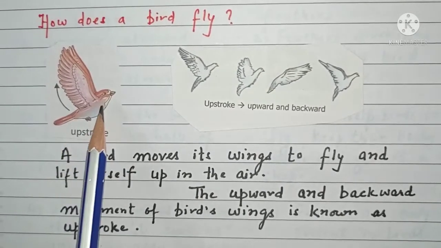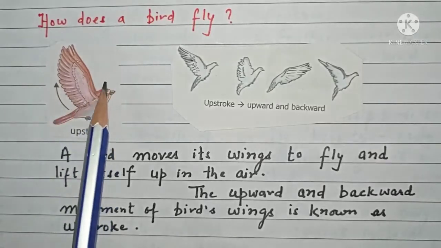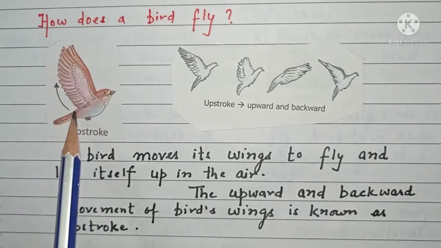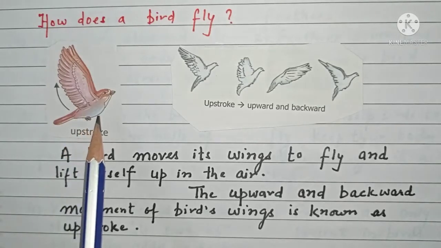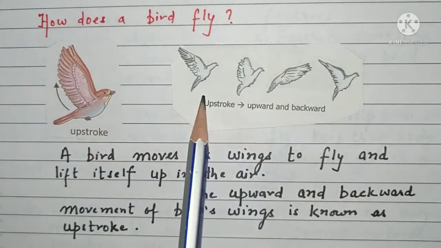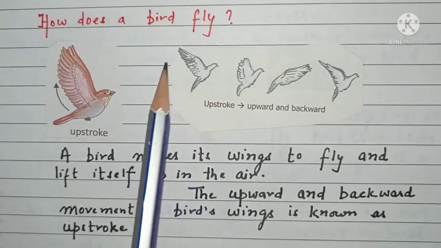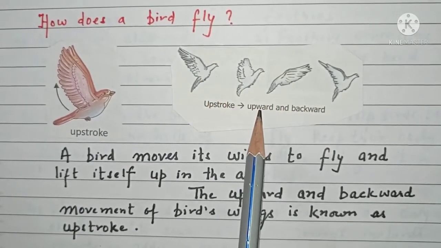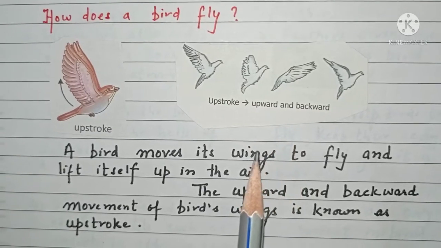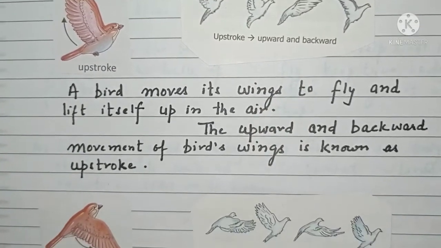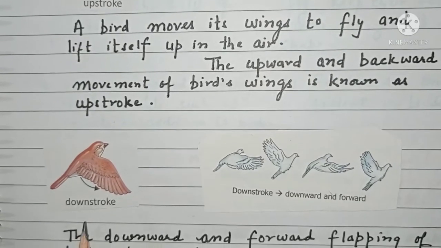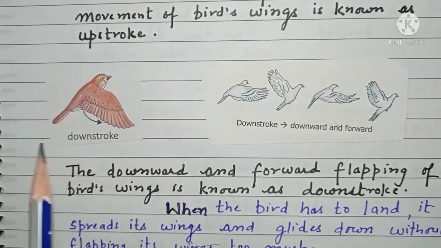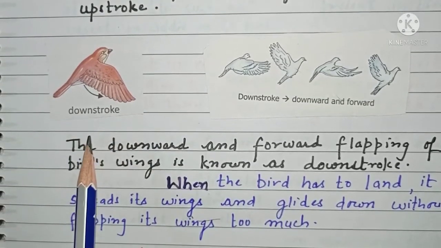The upward and backward movement of bird's wings is known as upstroke. This movement is upward and backward. And then there is one more movement which is known as downstroke. Downstroke is the downward and forward flapping of birds' wings.